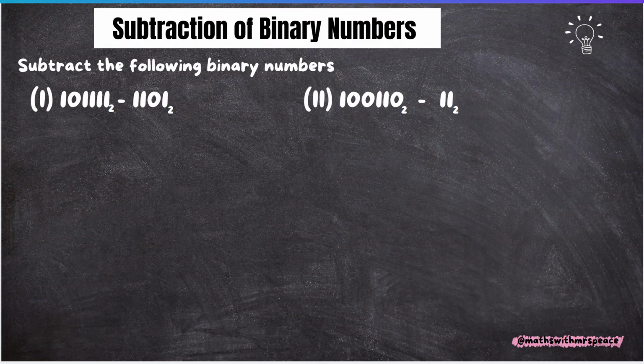Just like in addition of binary numbers, subtraction of binary numbers can be done using two different methods. Let's get into the first method. This involves performing the subtraction directly in base 2.